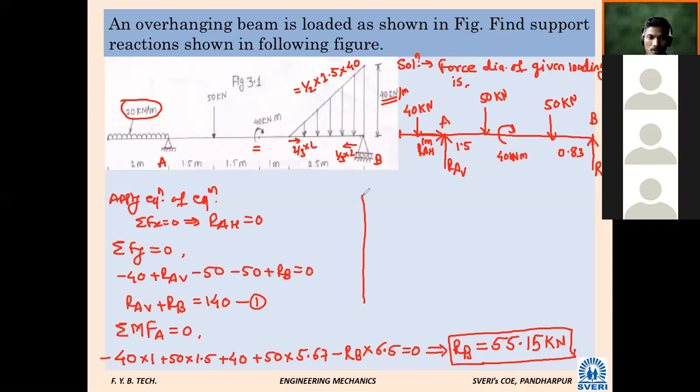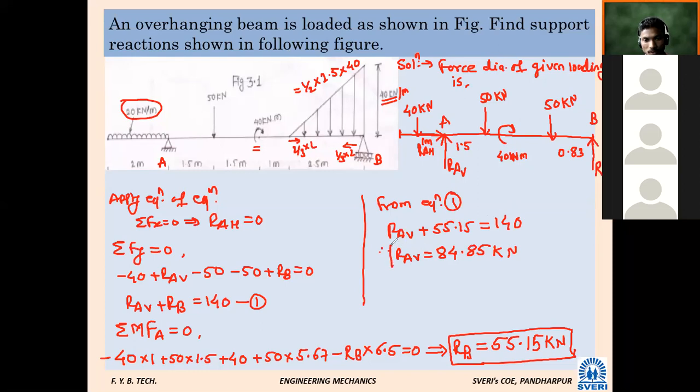Next, from equation 1, calculate. RAV plus RB, we have calculated 55.15, equal to 140, which implies therefore RAV is 84.85. Yes, 84.85 is the exact answer.